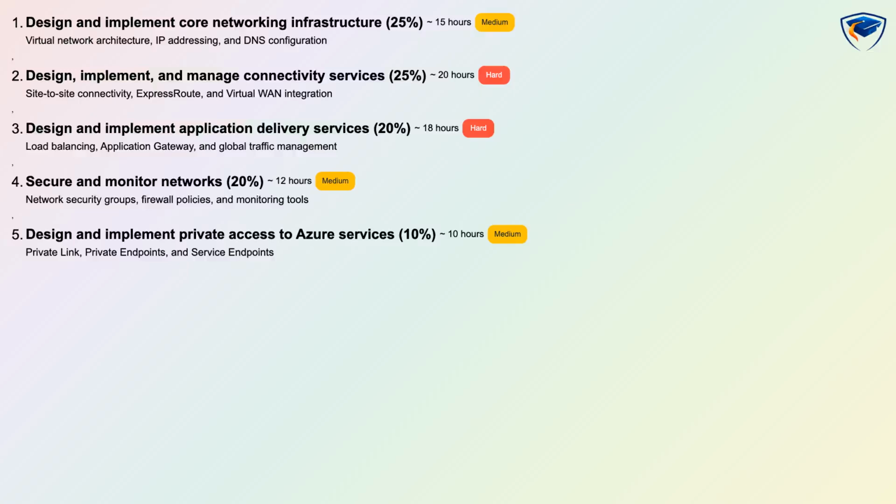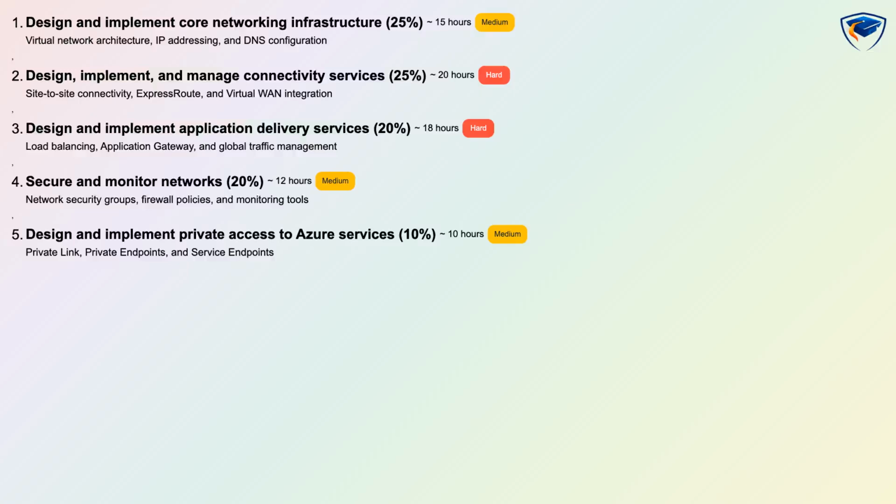The first domain, Design and Implement Core Networking Infrastructure, makes up 25% of the exam and covers virtual network architecture, IP addressing, and DNS configuration. The second domain, Design, Implement, and Manage Connectivity Services, also makes up 25% of the exam and focuses on site-to-site connectivity, express route, and virtual WAN integration.